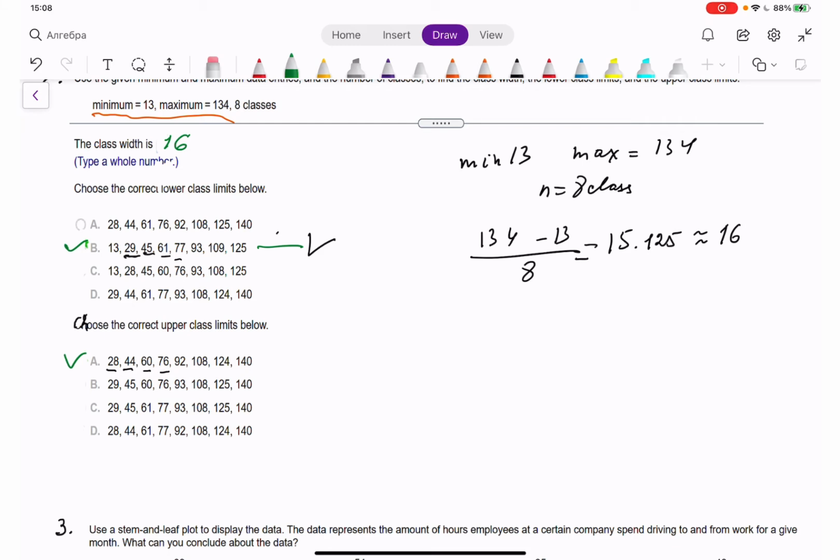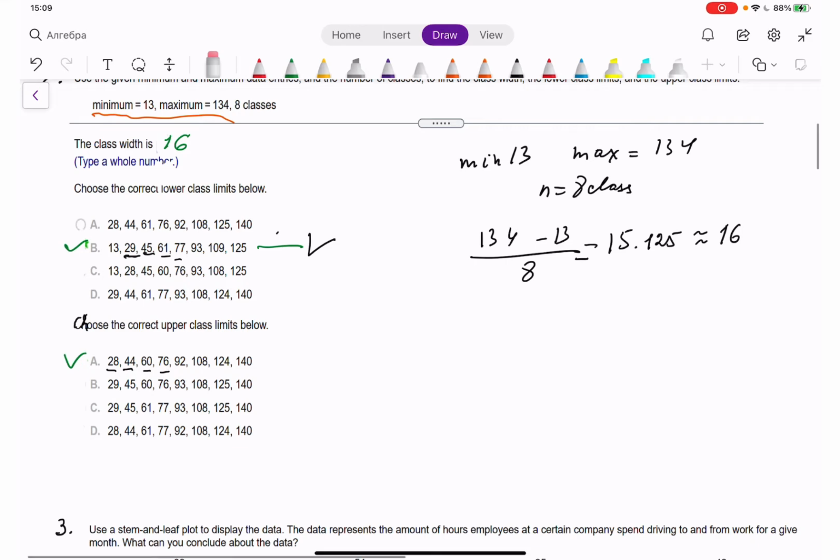Why did I take the second one? Let's say we have lower limits 13, 29, 45, 61, and so on. If it's 29, here it's going to be 28. If 45, here it's going to be 44. If 61, here it's going to be 60. Okay? That is the reason.